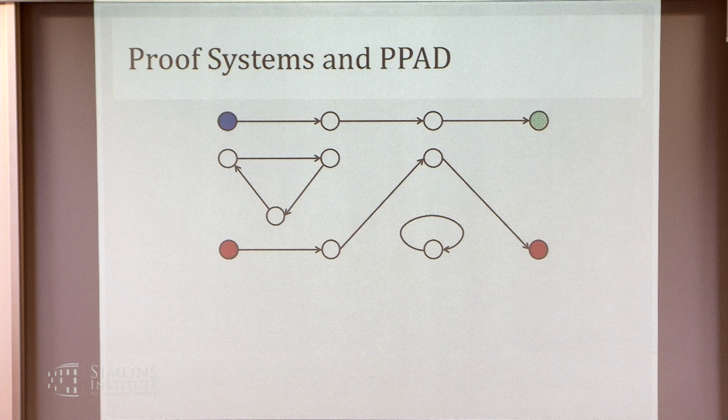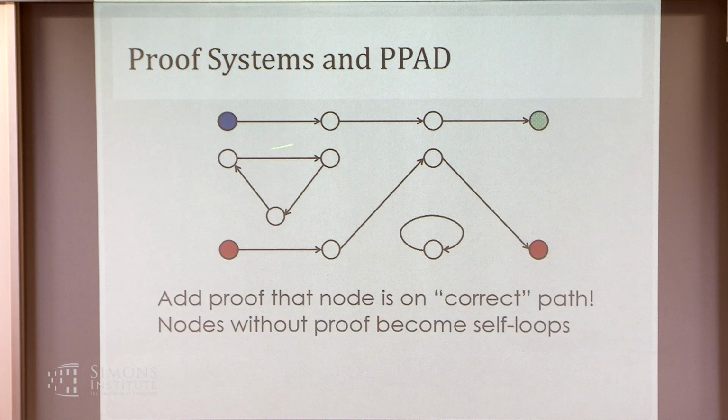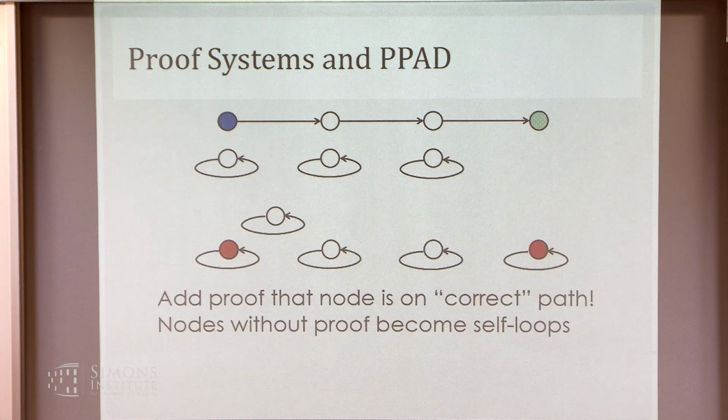And this is where proof systems come in. The idea is, what if we added proofs to the nodes in the graph? For every node in the graph on the correct path, I want there to be a proof that it's on the correct path. And any node in the graph that doesn't have a correct proof becomes a self-loop. If I had such proofs, then I can build a graph where there are no sinks except the correct sink.